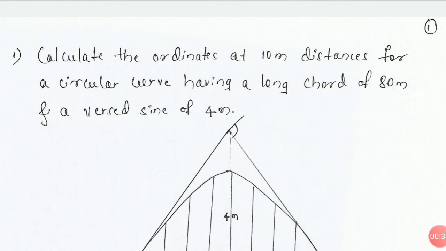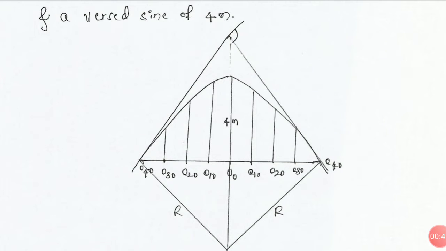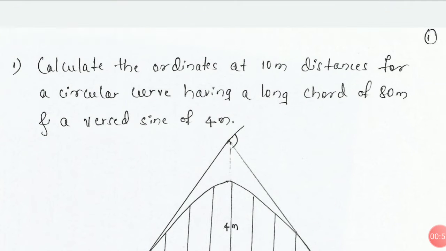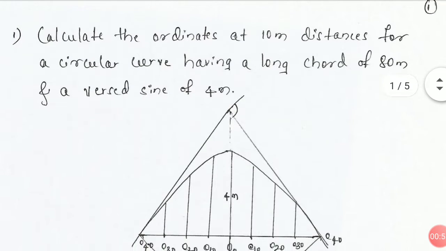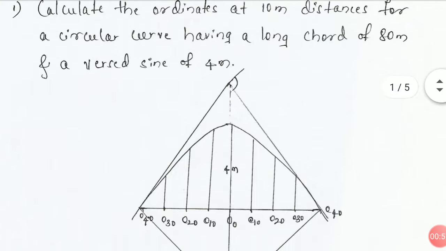Given, calculate the ordinates at 10-meter distances for a circular curve having a long chord of 80 meters and a versine of 4 meters. Given here is the distance of the long chord from left end to the right end, totally 80 meters, and a versine of 4 meters. Versine means a mid ordinate, that is O naught, the center of the curve, the offset at that point he has given as 4 meters.